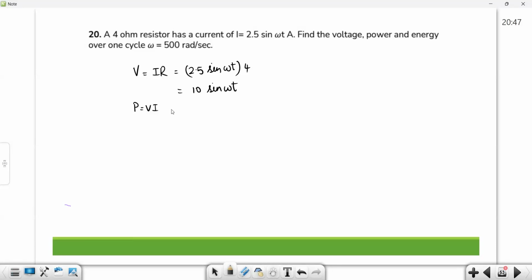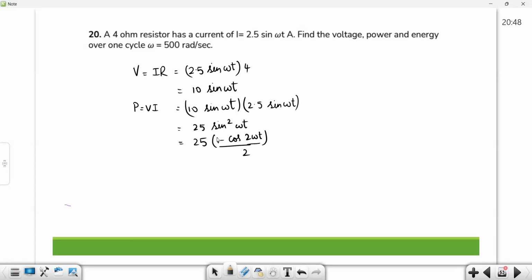Power P is equal to V into I. That means 10 sine omega t into I, which is 2.5 sine omega t. If you multiply these magnitudes, 10 into 2.5 is 25. Sine omega t times sine omega t is sine square omega t. Sine square omega t you can also write as (1 minus cos 2 omega t) by 2.